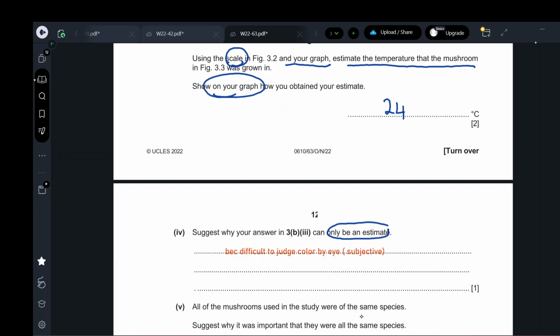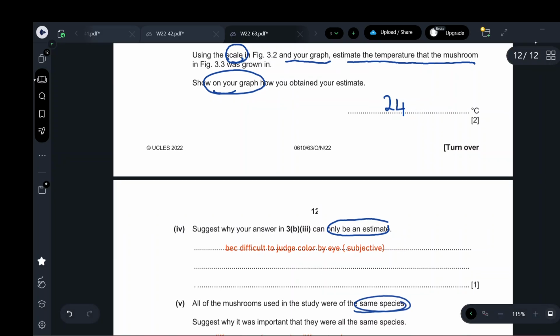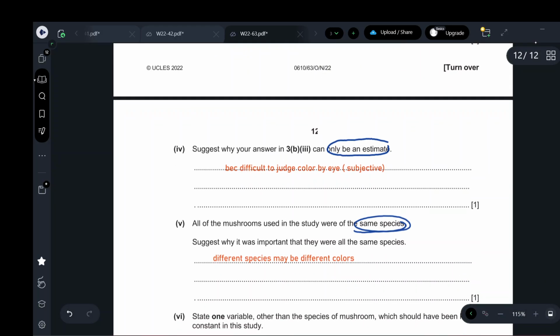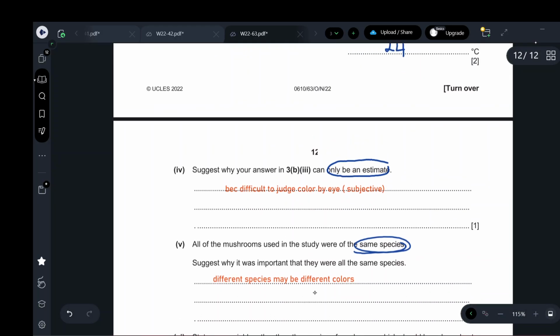All of the mushrooms used were the same species. Why are they the same species? Because I'm only changing the temperature. And because if I use different species, they will have different colors. I'm not changing multiple variables at the same time. I only change the temperature. Okay?